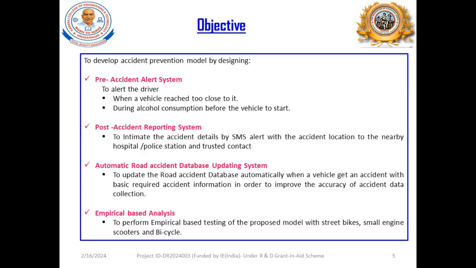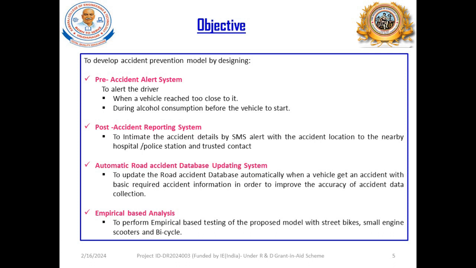So this is the objective of the project. The primary objective of this project is to develop an accident prevention model by designing the pre-accident alert system, post-accident reporting system, and third objective is automatic road accident database updating system. So all these three objectives are implemented in real time with the empirical based analysis. So that is the fourth objective.